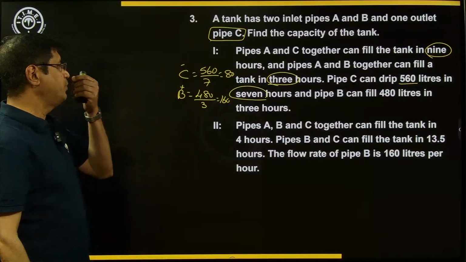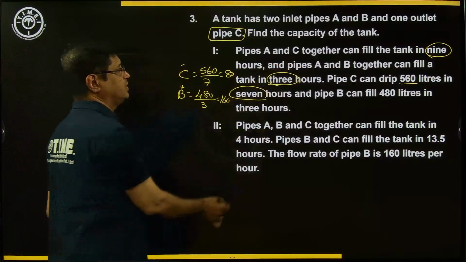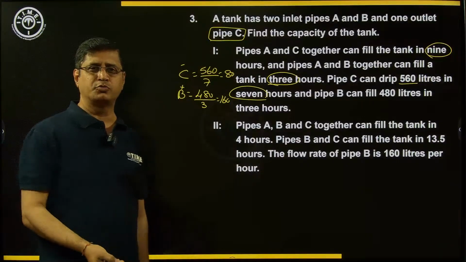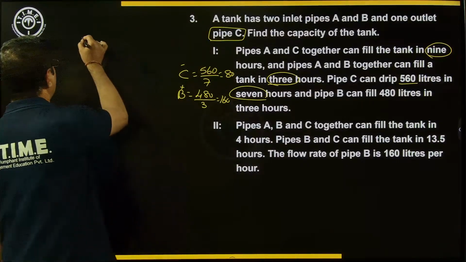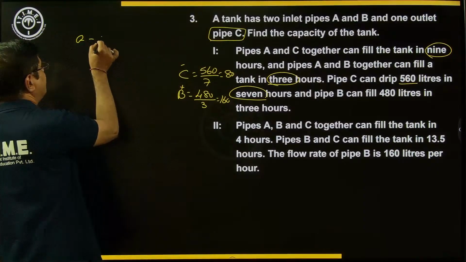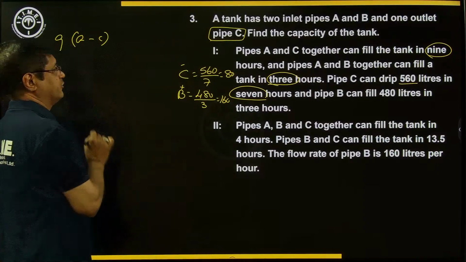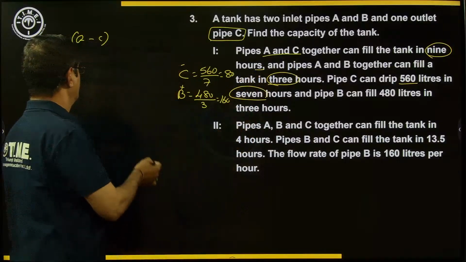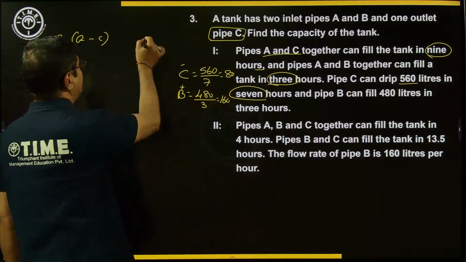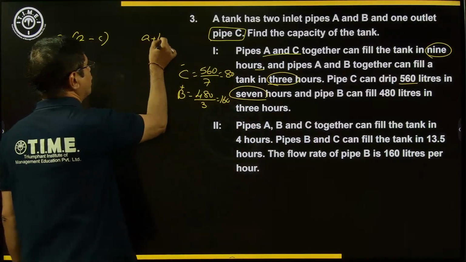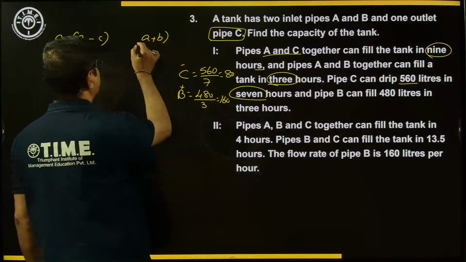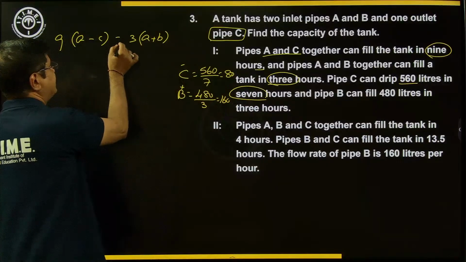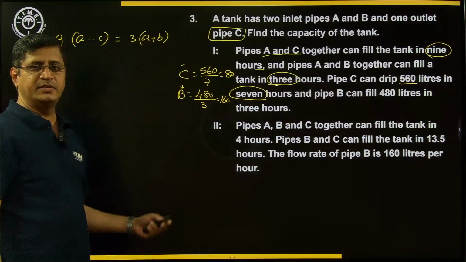Dear students, if you observe, A and C together can fill in 9 hours. Let us assume the capacities of A, B, C as small a, small b, small c. A and C worked for how many hours? 9 hours. Now what about A and B? They worked for 3 hours. Okay, now the capacities are a, b, c.